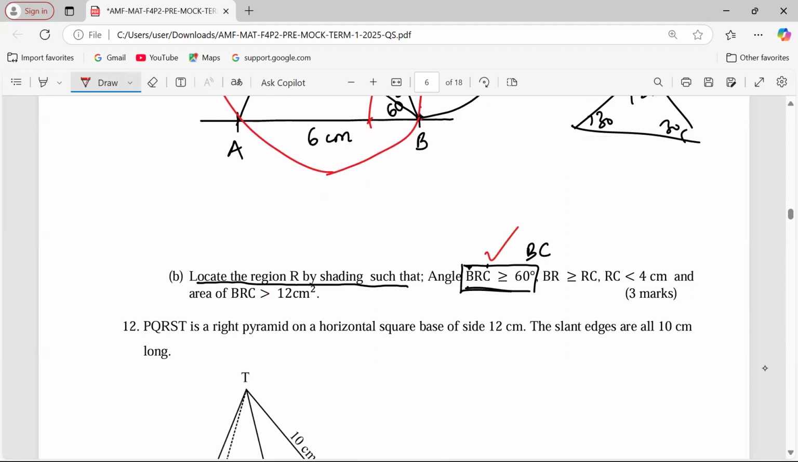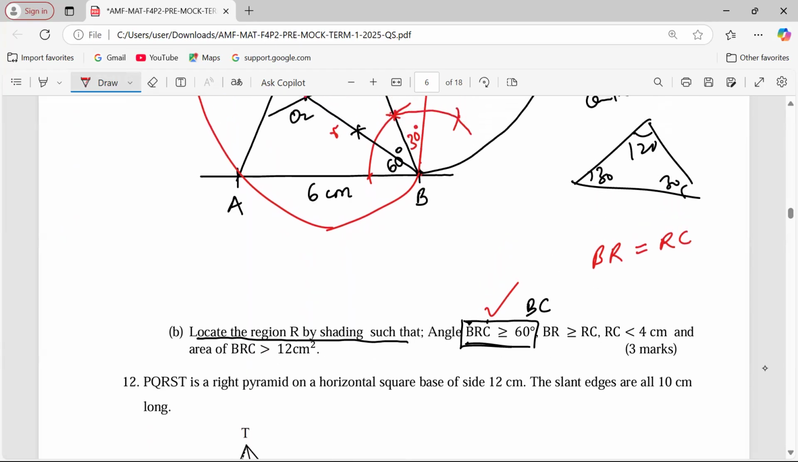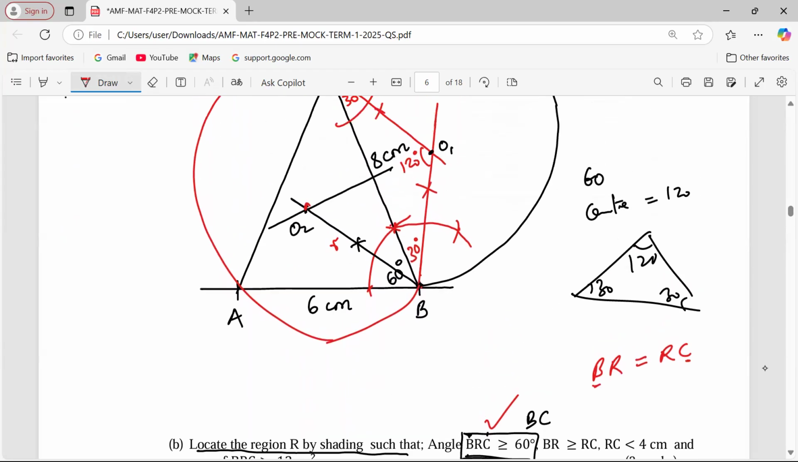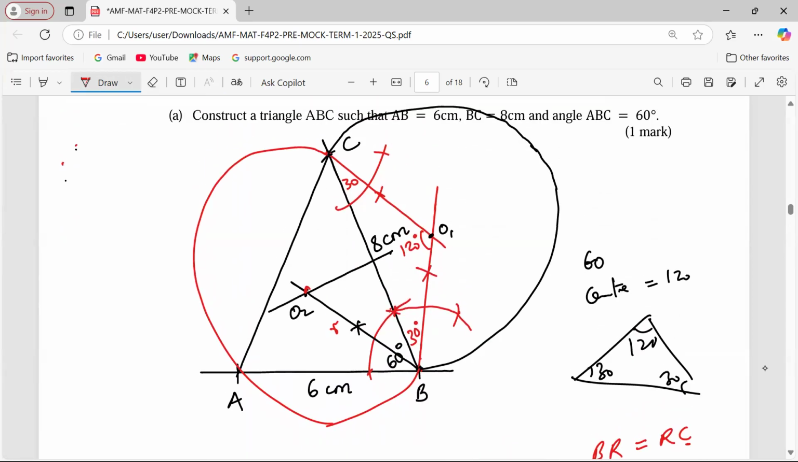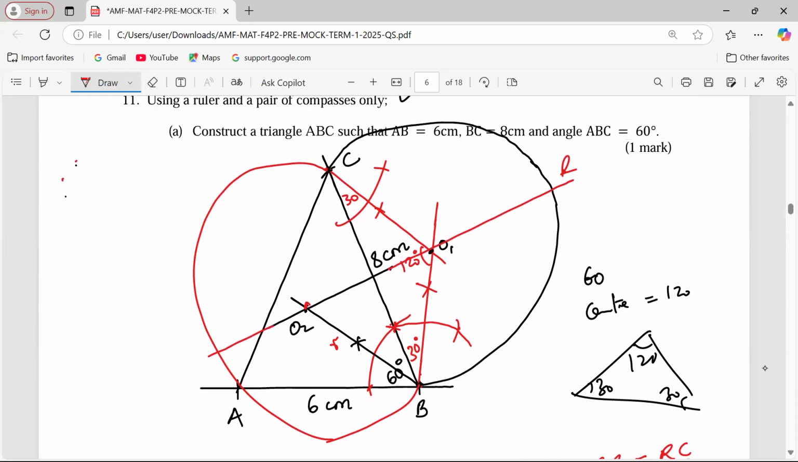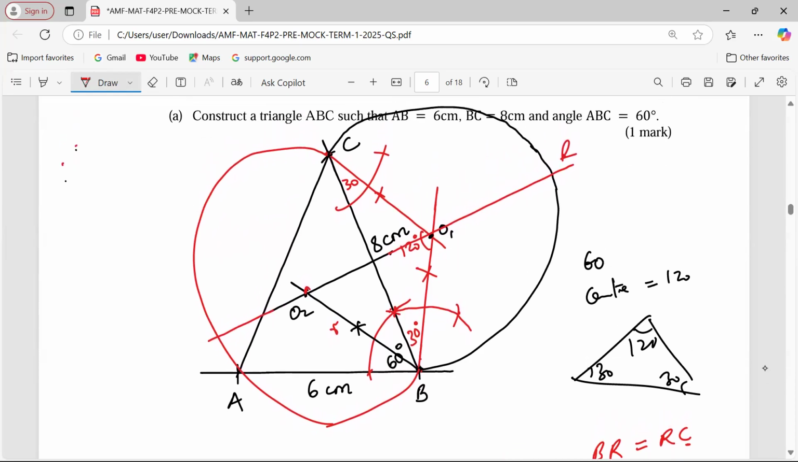Then the next one is BR greater than or equal to RC. So for BR equal to RC, we need to bisect the length BC, and it should be a complete bisector because it is greater than or equal to. So this bisector will now be used. That is the bisector. And now, this is R. So B to R is supposed to be greater than R to C.